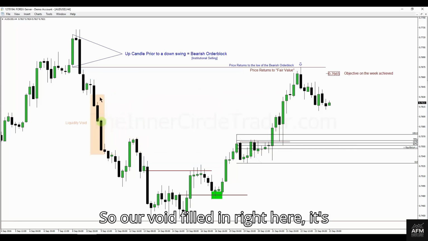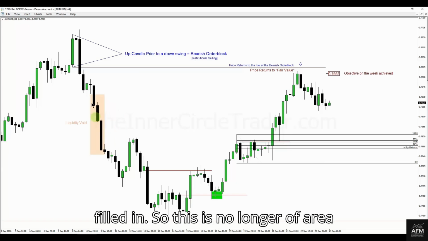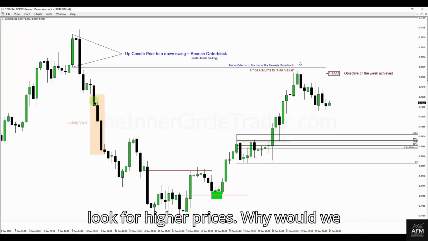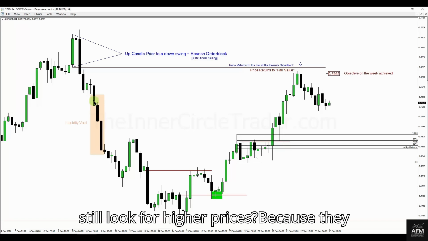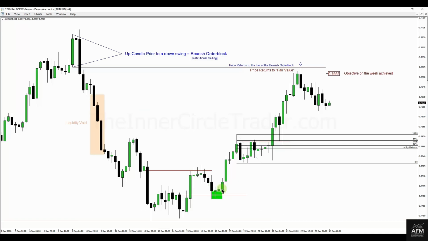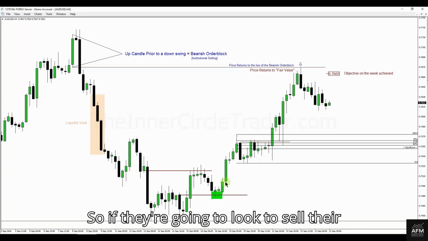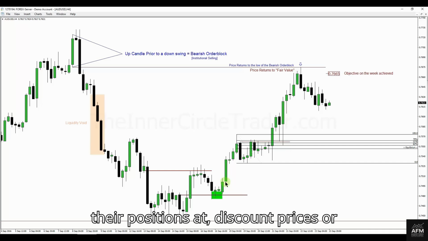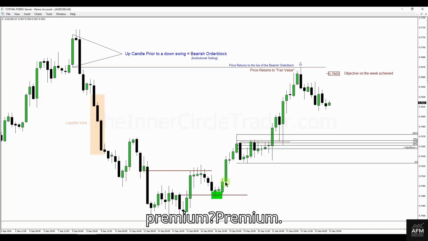So our void filled in right here, it's filled in. So this is no longer an area of interest, no more. Now we still look for higher prices. Why would we still look for higher prices? Because they went long here, okay? So if they're going to look to sell their position, where would they look to sell their positions at? Discount prices or premium? Premium.